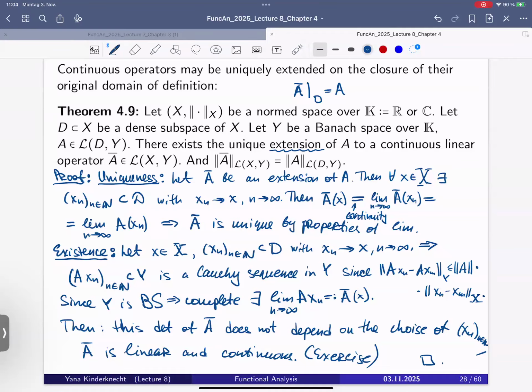So once again, D can be considered as a normed space itself, but nevertheless, if we have a dense subset in some bigger normed space, then we can extend any bounded linear operator, or continuous linear operator, from D onto the whole X in a very natural way.